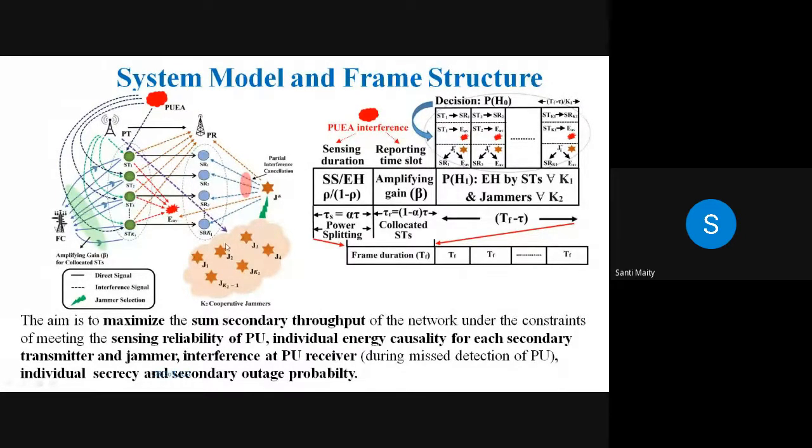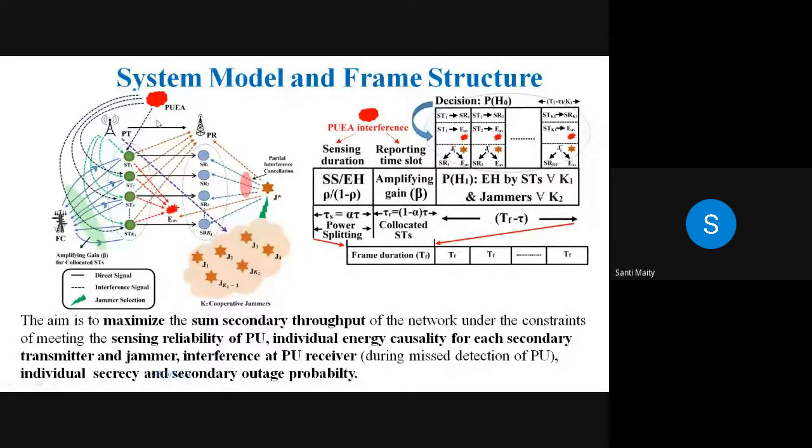There will be a jammer to protect from eavesdropping. There will be a certain data transmission requirement, meaning the link quality or data transmission link must be maintained at a certain rate. That is the secondary outage: the data transmission rate must satisfy a certain rate, and it will be protected from secrecy outage by means of the secrecy outage constraint. So this is our mathematical model.